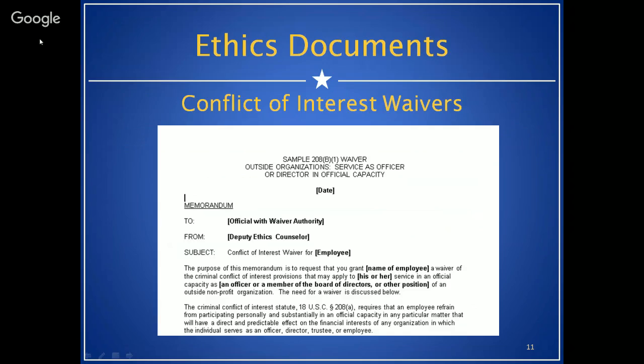So in order to get a waiver, there has to be a conflict. So if you don't have a potential criminal conflict to begin with, you can't get a waiver. So if you're investigating someone who you think has violated a criminal conflict of interest law, then you want to know whether they had a waiver to actually engage in that activity. It's not likely that they will, but you'd want to know.